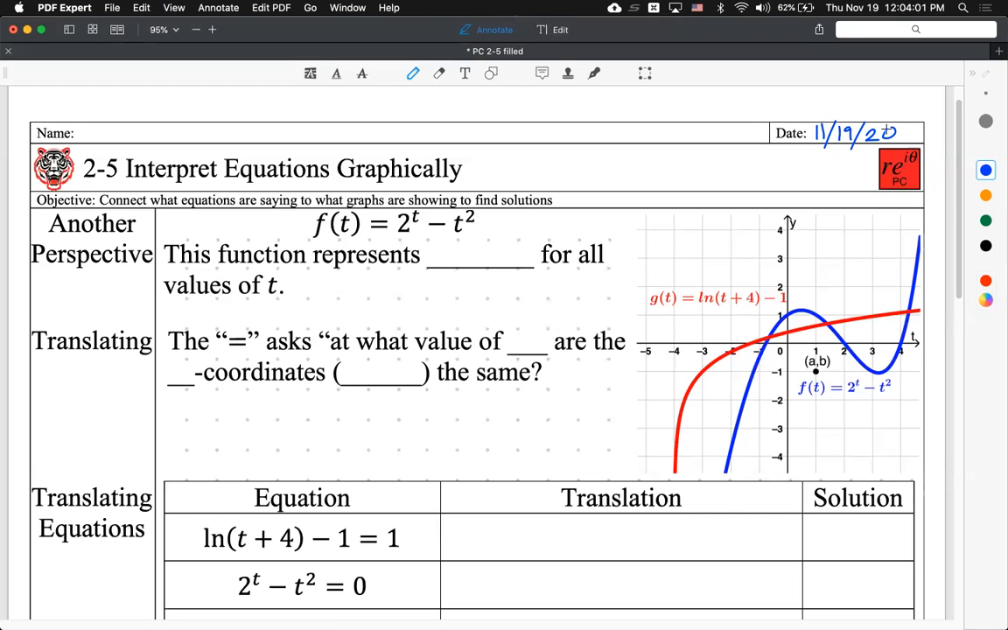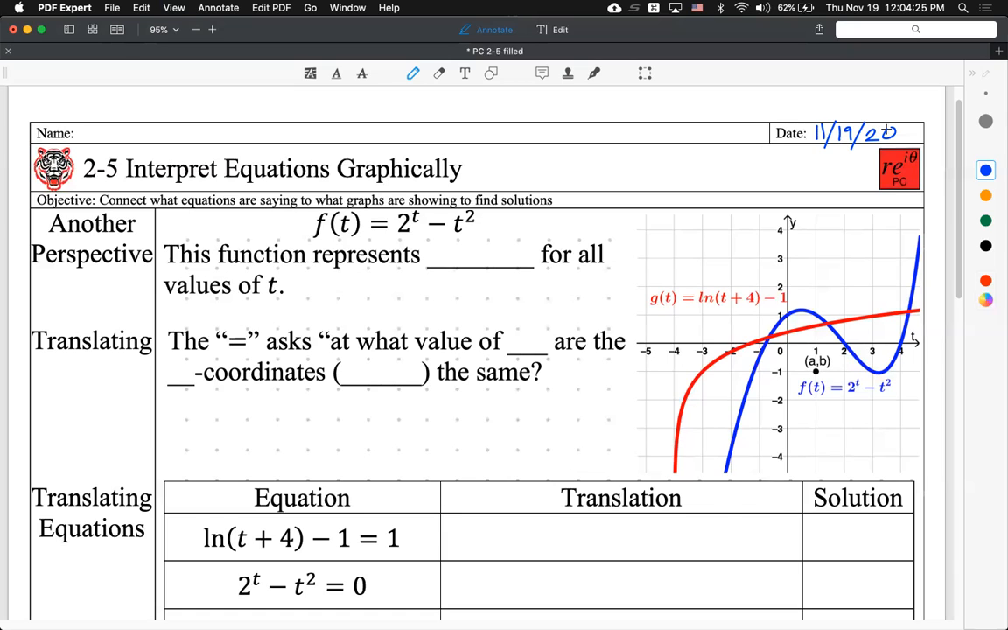So let me talk about just my perspective on what this equation means. Notice that I'm using t instead of x, and I'm trying to match Khan Academy to make it less friction when you are doing the homework and the tests. So if I say f of t, the function is 2 to the power of t minus t squared. This is an exponential minus a quadratic.